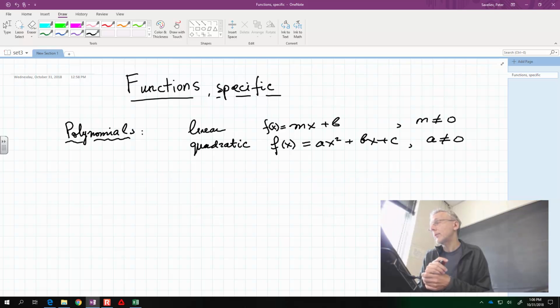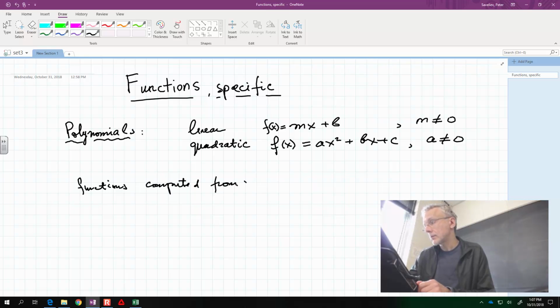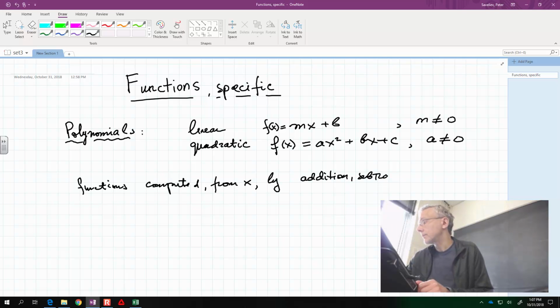But if you want one definition that would include both of these, in contrast to other functions that we have seen, it is that we don't do a division. There is no division here. So polynomials are functions computed from x by addition, subtraction, and multiplication.